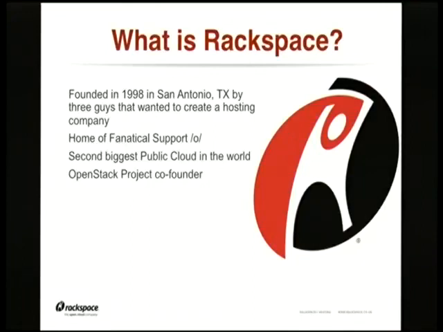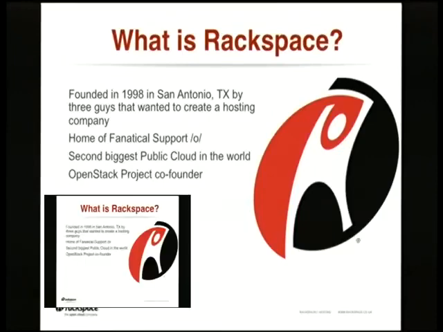So what is Rackspace? Rackspace is a hosting company, basically, but the good thing about Rackspace is our fanatical support, so we are fanatic about everything. It's the second biggest public cloud provider in the world after Amazon. We're far away second, but still number 2. And we were the co-founders of OpenStack with NASA, which is a pretty exciting thing to say.